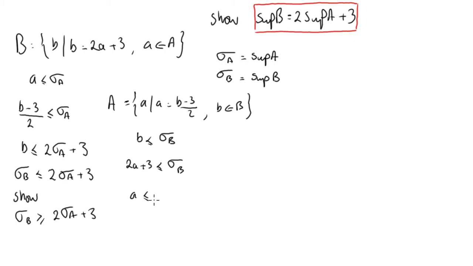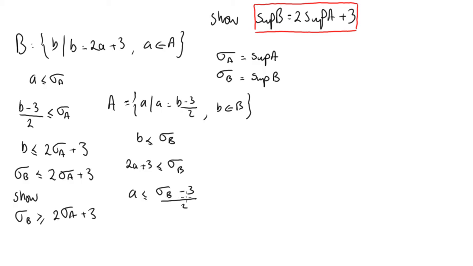Oh no, in fact we don't have to do that. I'm just going to continue to do what I was doing originally, and I'm going to rearrange for A. So I get A is going to be smaller than or equal to the supremum of B minus 3 over 2. Now I've shown that the set A is bounded above by this.